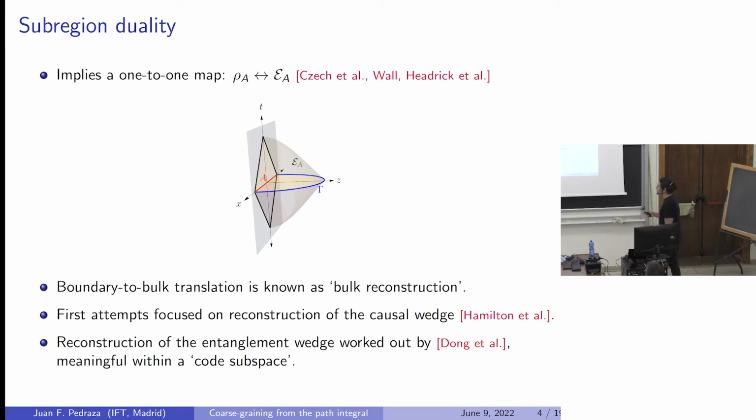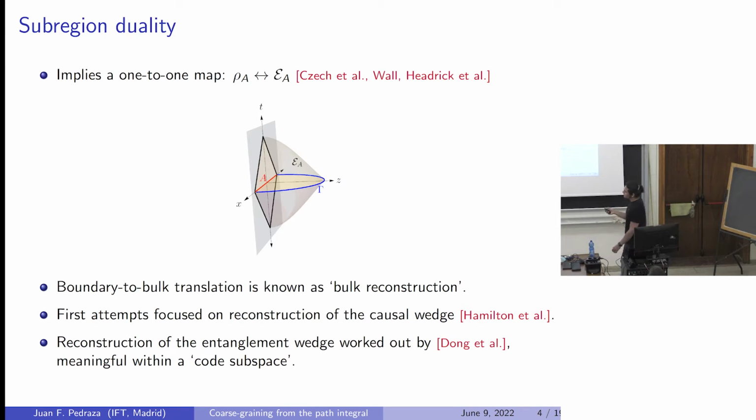As you probably know, the first attempts to make this concrete were limited in the sense that they used only causality, bulk-boundary propagators. They were successful in a limited sense, in that they were able only to reconstruct part of the entanglement wedge that is called the causal wedge. That is a smaller region.